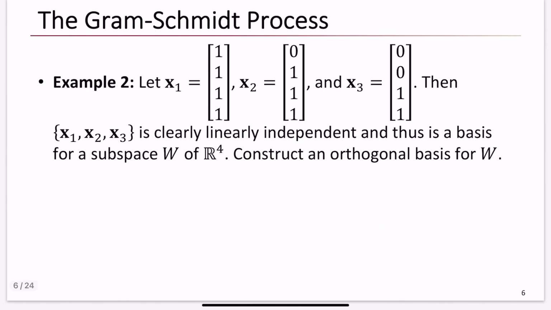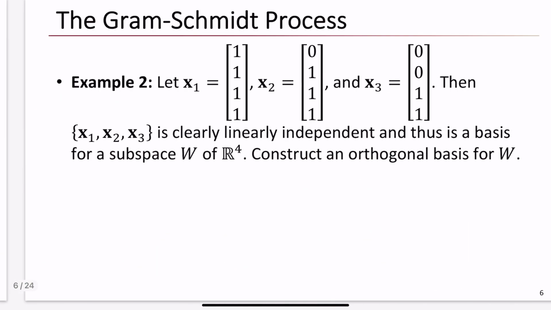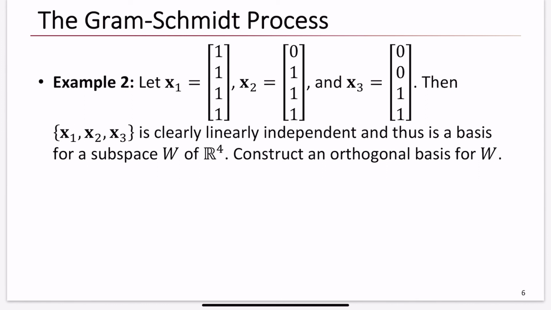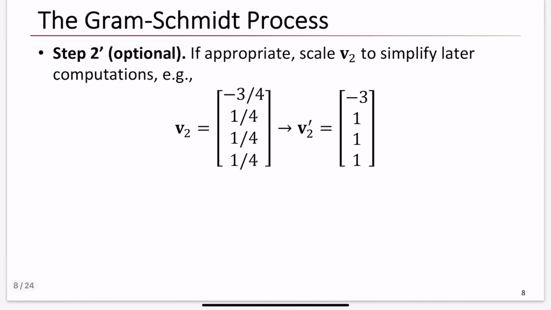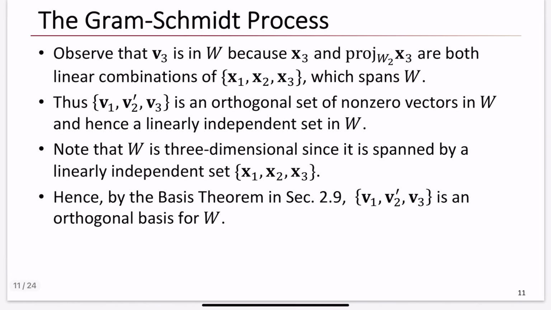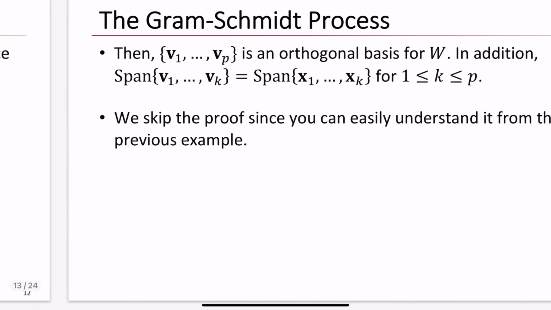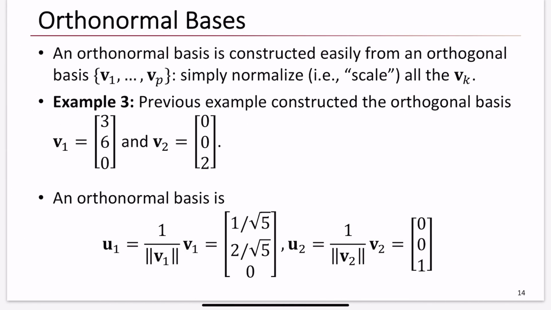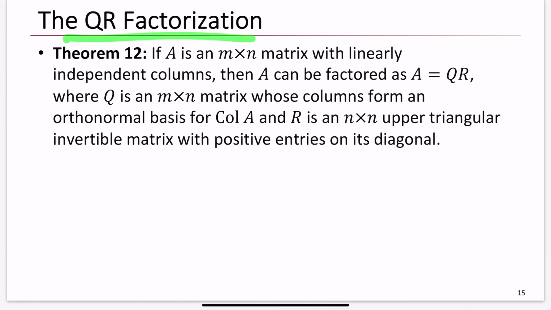I'd like to show you one more example. Alright, today I will finish here because we already discussed so many things. So next week we will derive the Gram-Schmidt process in a generic form. Then we will introduce the orthonormal basis and the QR factorization.